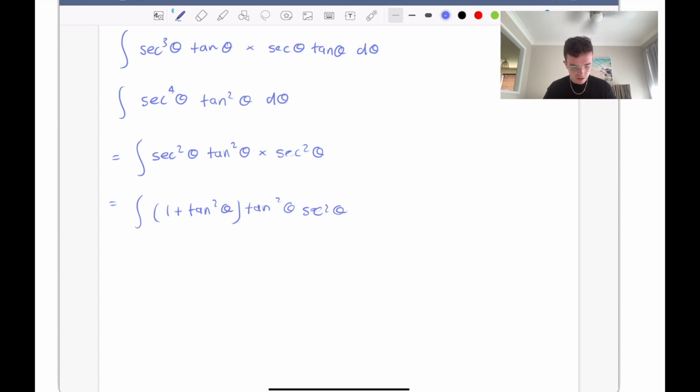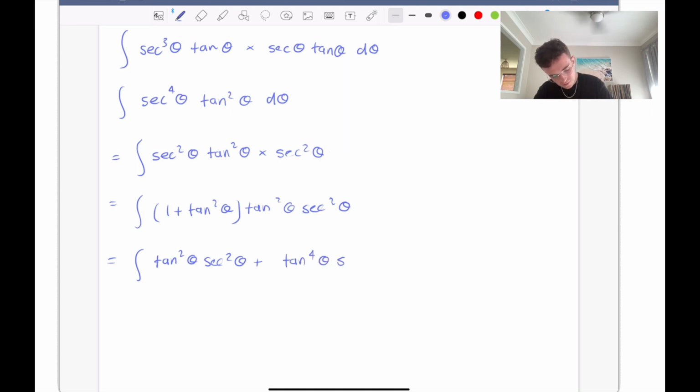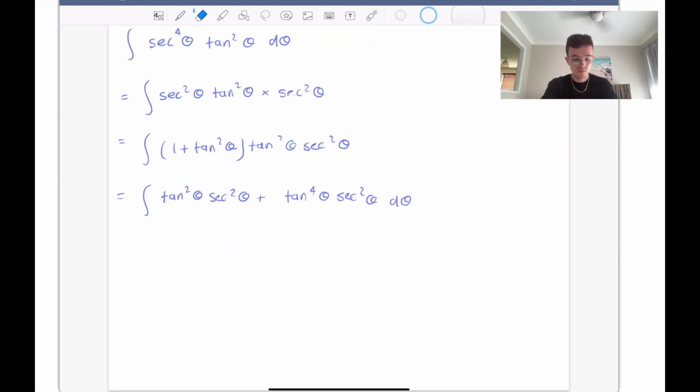And if we have a go at expanding that, that's going to be the integral of tan squared of theta sec squared of theta plus tan^4 theta sec squared of theta d theta. So first of all, to do this, we're going to have a look at the integral of tan squared of x sec squared of x.